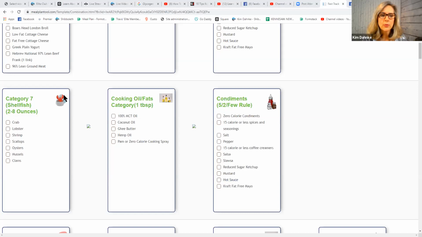So what this row is saying is that you can eat shellfish by itself, cook it up in the right oil, have some delicious condiment on it, and have an excellent fat burning meal.